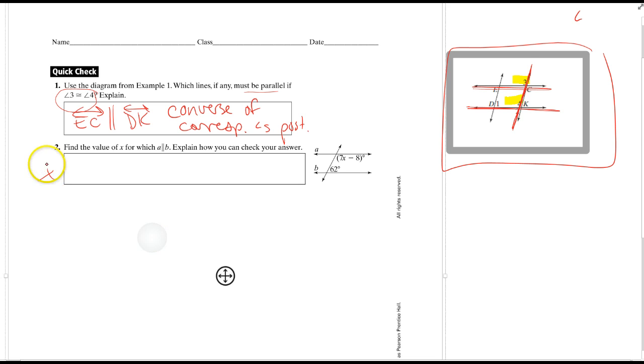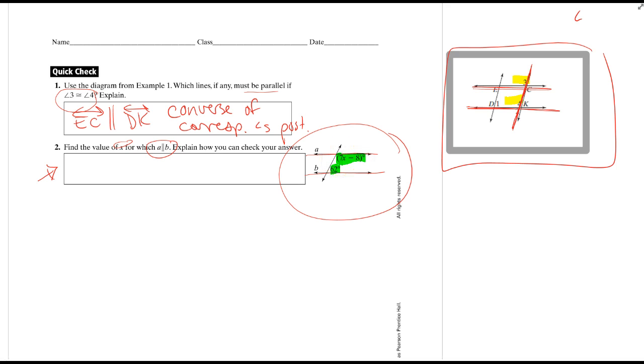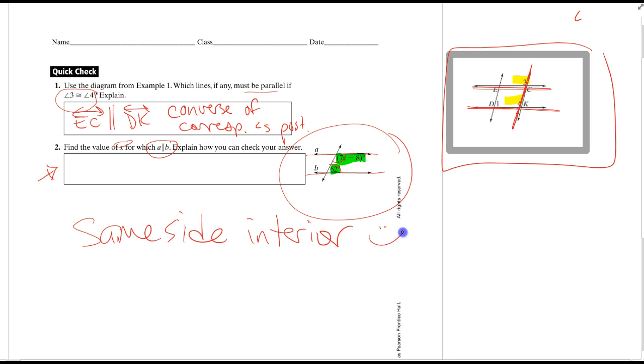Next, find the, that's an arrow. Find the value for x, which makes A parallel to B in this diagram. Well, if I'm trying to get these lines to be parallel, I must know something about this 62-degree angle and this one right here. What's the name for the relationship between this angle and this angle? Same side interior angles. They're on the same side of the transversal, and they're in between the two lines that we hope will be parallel.